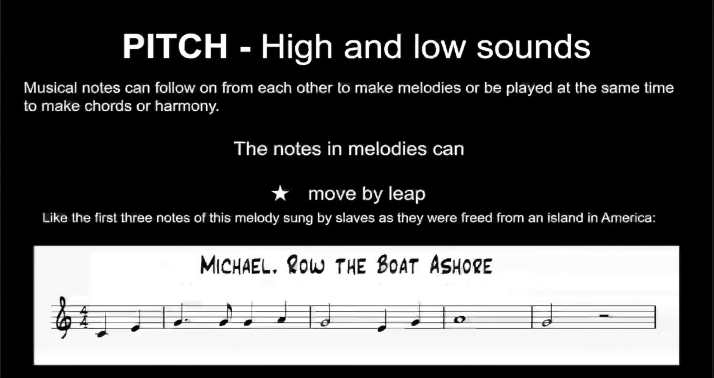And melodies can move by leap. The first 3 notes of this melody, sung by slaves as they were freed from an island in America, Michael Row the Boat Ashore. The first 3 notes are C, E and G. So the melody starts with some leaps, but then there's some repeated notes and some movement by step.